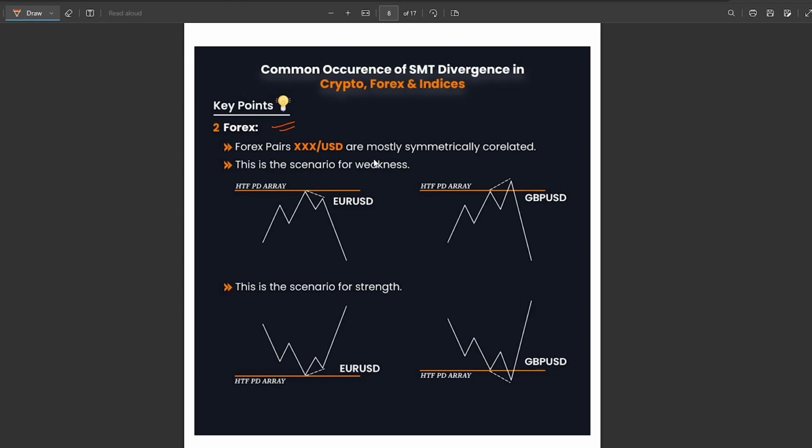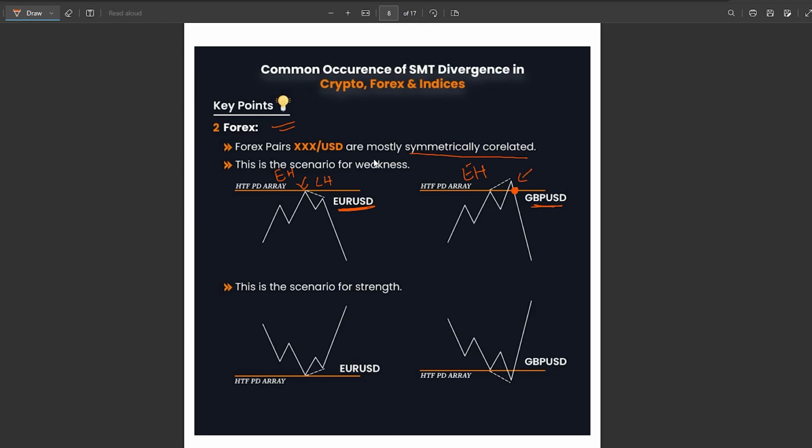In Forex, we have both types of divergences, symmetrically correlated and inverse correlated. First up, we will be seeing symmetrically correlated examples. Let's suppose we have a pair such as Euro USD and another pair such as GBP USD. You can see Euro USD was creating lower highs and didn't take out these equal highs. What was GBP USD doing? GBP USD took out its equal highs and gave a liquidity sweep structure. Here you can see weakness as it closed back inside the higher time frame PD array.